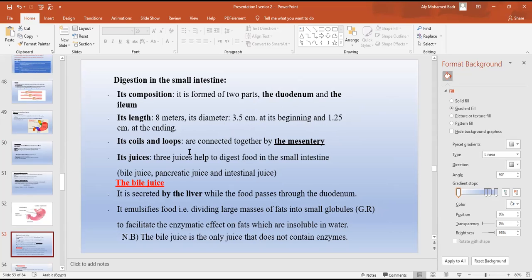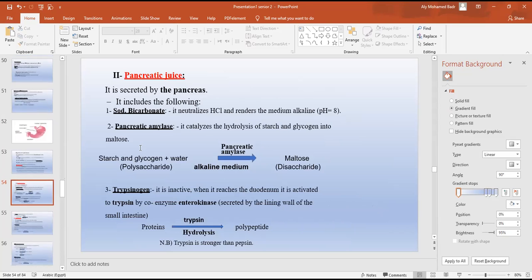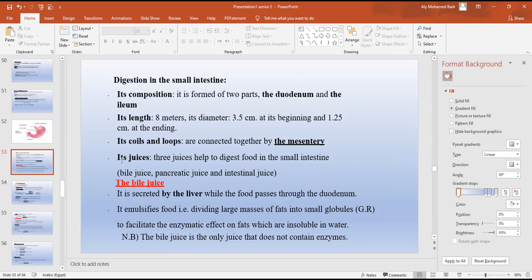Its coils and loops are connected together by a mesentery layer. Its juices, three juices, help to digest the food in the small intestine. What are those juices? They are bile juice, pancreatic juice, and intestinal juice. The bile juice is secreted by the liver while the food passes through the duodenum.